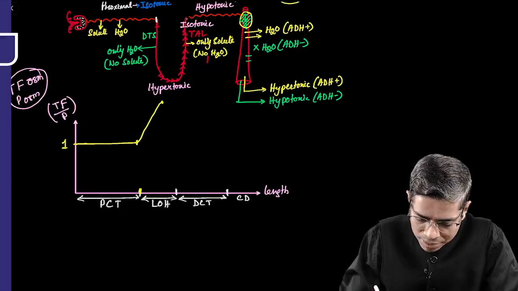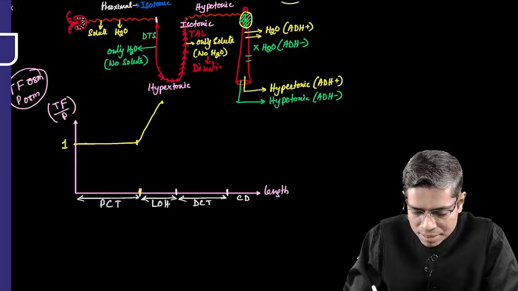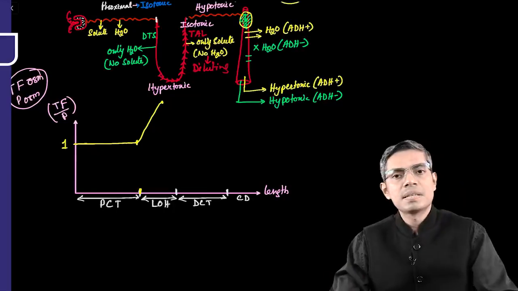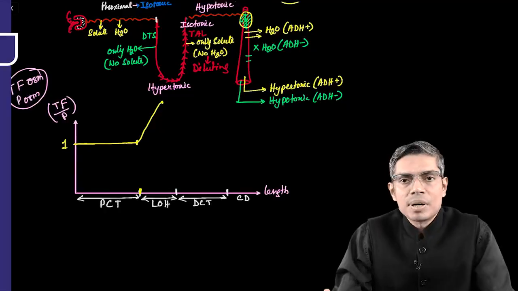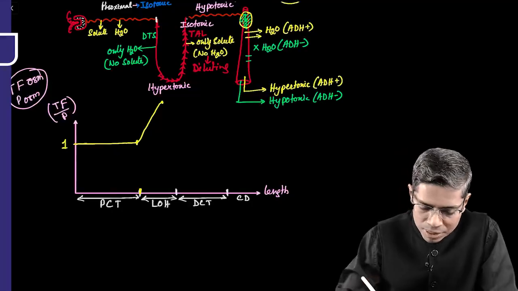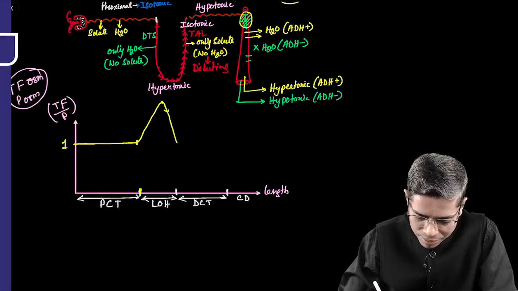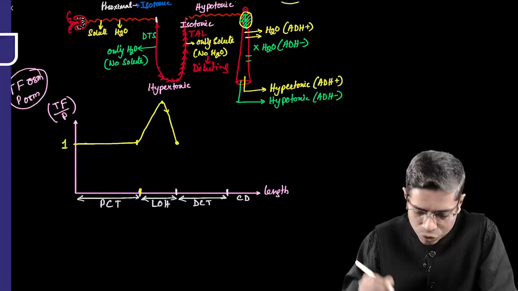So that's why this ascending loop is known as the diluting segment of the nephron. It is going to dilute the hypertonic urine present at the tip of the loop of Henle. So what will happen to this TF/P ratio? This ratio is going to decrease.